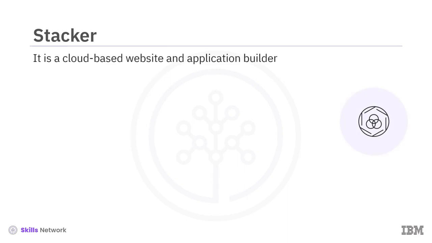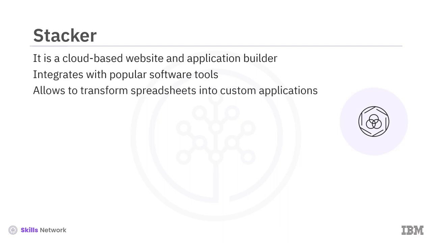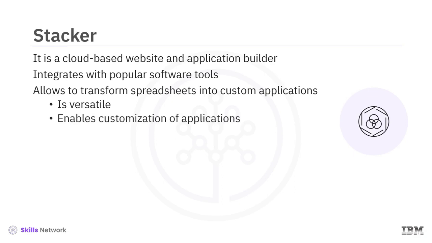Stacker is a cloud-based website and application builder that integrates with popular software tools such as Airtable and Google Sheets. The software allows users to transform spreadsheets into custom applications, allowing for the quick creation of customer portals, CRMs, internal tools, and other software solutions to meet business requirements. The versatility of Stacker is one of its key features. This platform enables consumers to customize applications for simple data access. It can quickly build client portals, request trackers, CRMs, and much more, using the dozens of templates offered.